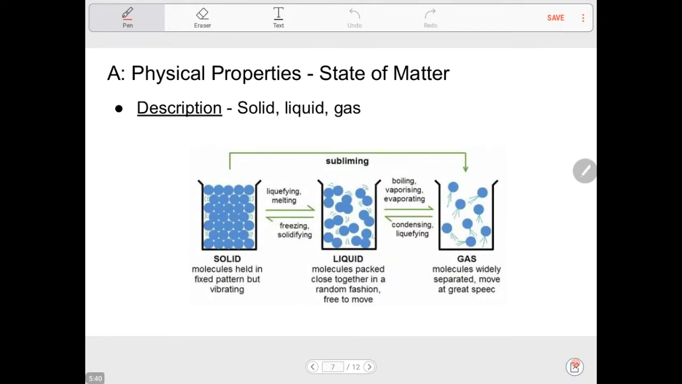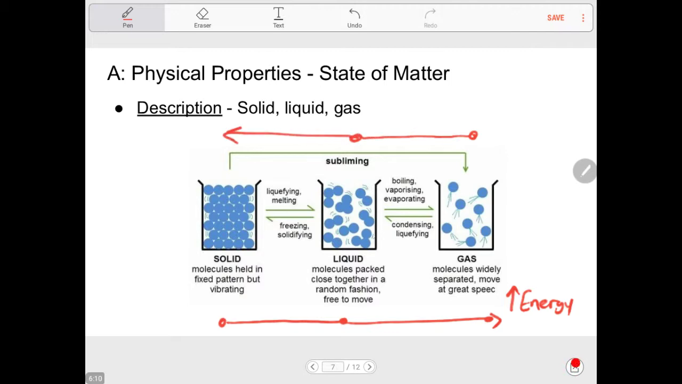Again, here we have our three states of matter. You have solid, liquids, and gases. Just remember that as you move in this direction from a solid to a liquid to a gas, you are going up in energy. If you want to think of temperature, you're going up in temperature because an increase in temperature is an increase in energy.